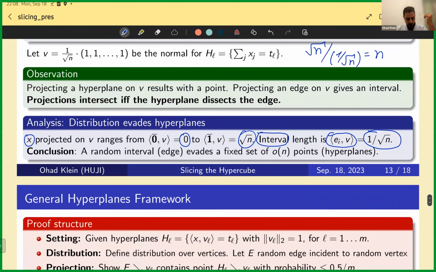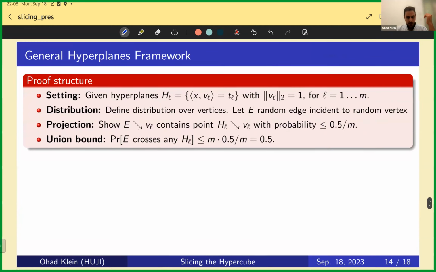Okay, so let us now generalize this to not just this specific type of hyperplanes, but to general hyperplanes. The structure of our proof is going to be as follows. We assume that we are given hyperplanes H of L that are described by these equations. And for convenience, we assume that the normal vectors have L2 norm equal to 1.